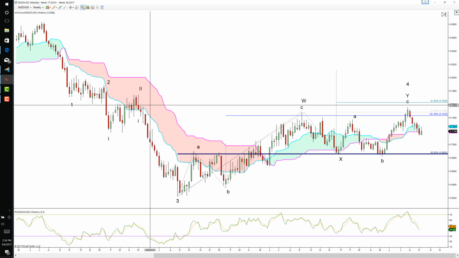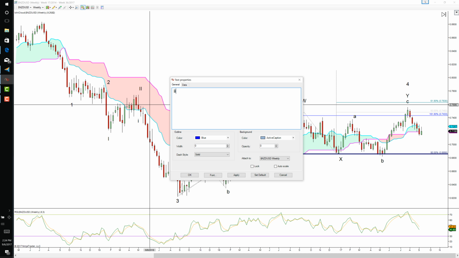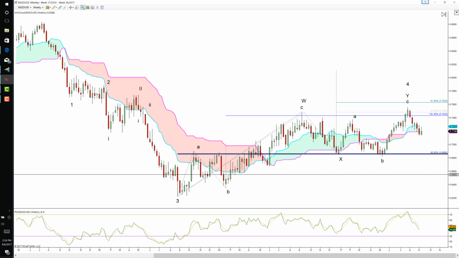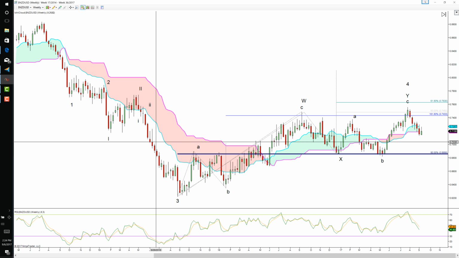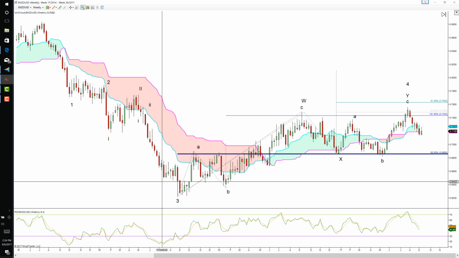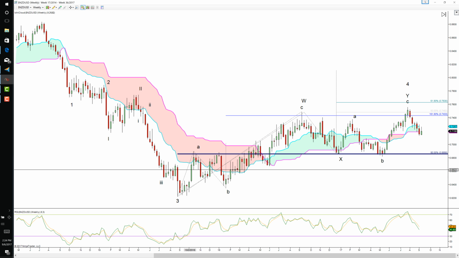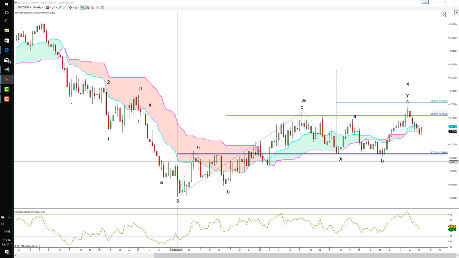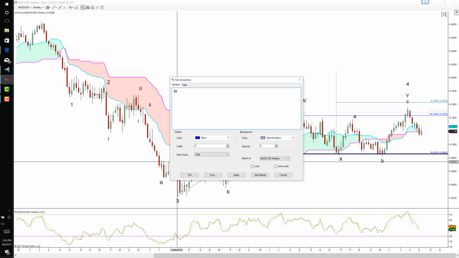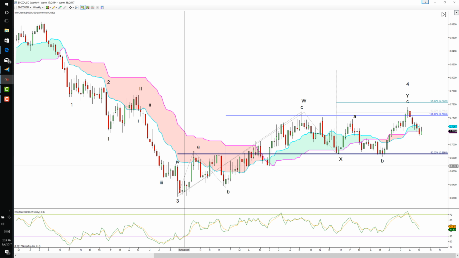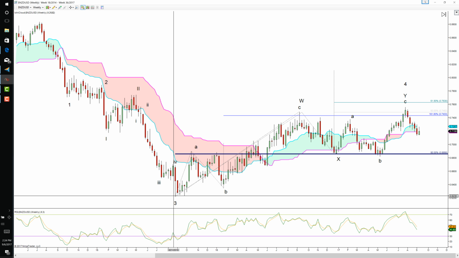1, 2. Definitely this impulsive move down from this top will be wave 3 of 3, basically. And now you have an A, B, C for 4 here. And then you have a 5 for 3. That completes the wave 3.